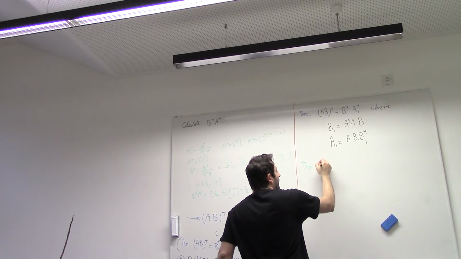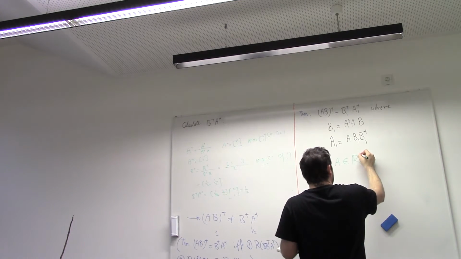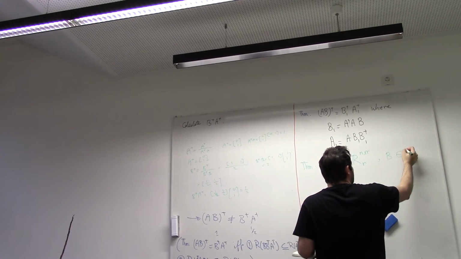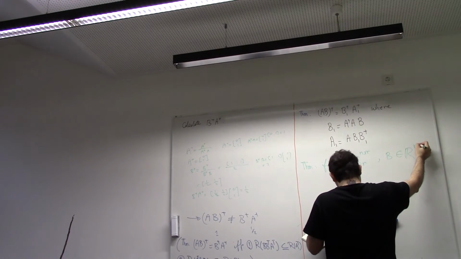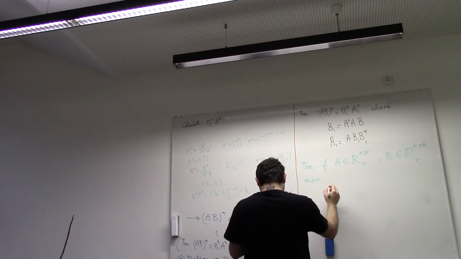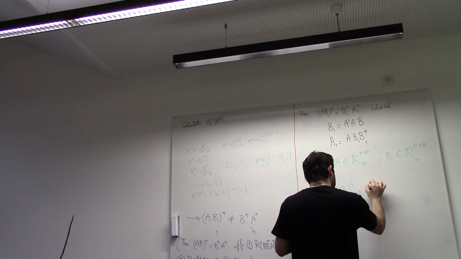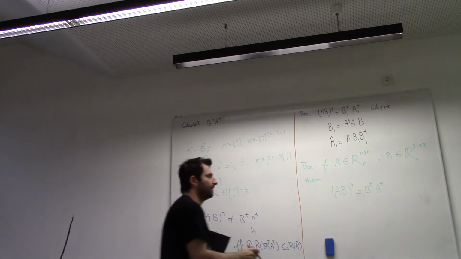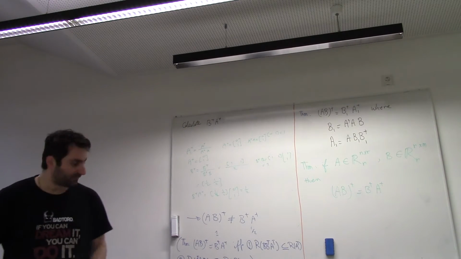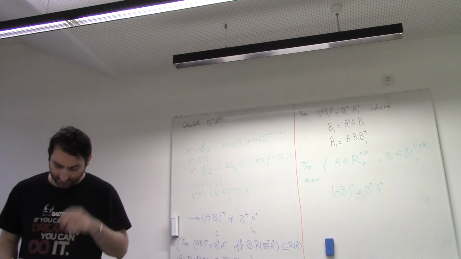If A belongs to R^(n×r) with rank r, and B belongs to R^(r×m) with rank r, then (AB)⁺ is equal to B⁺A⁺. This can be proved by the previous theorem, which I say is not important, so the proof of this is not important.